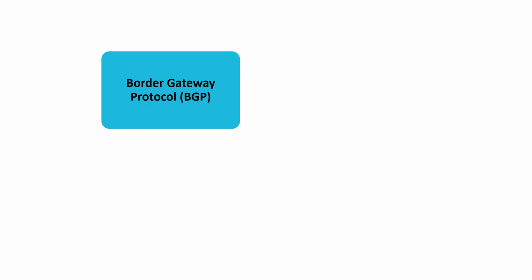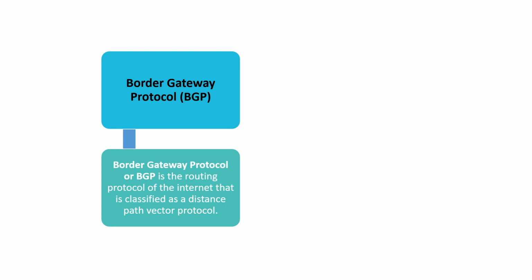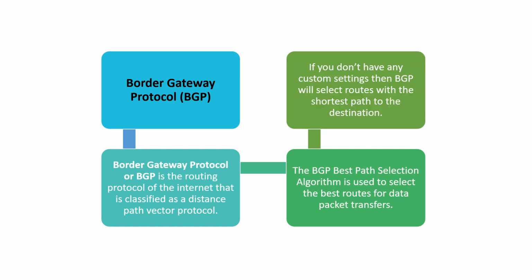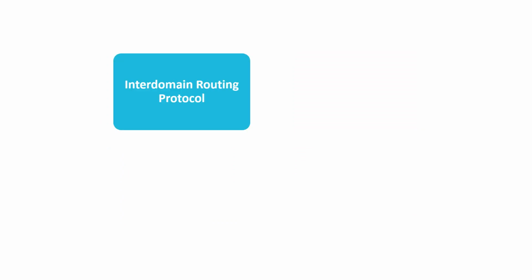Next comes the border gateway protocol. This is a routing protocol of the internet that is classified as a path vector protocol, and we have also seen this as the exterior gateway protocol. And in BGP, the best path selection algorithm is used to select the best routes for the data packets to transfer. And if you don't have any custom settings, then BGP will select routes with the shortest path to the destination. Okay, so this is about the border gateway protocol, and the next one is the interdomain.